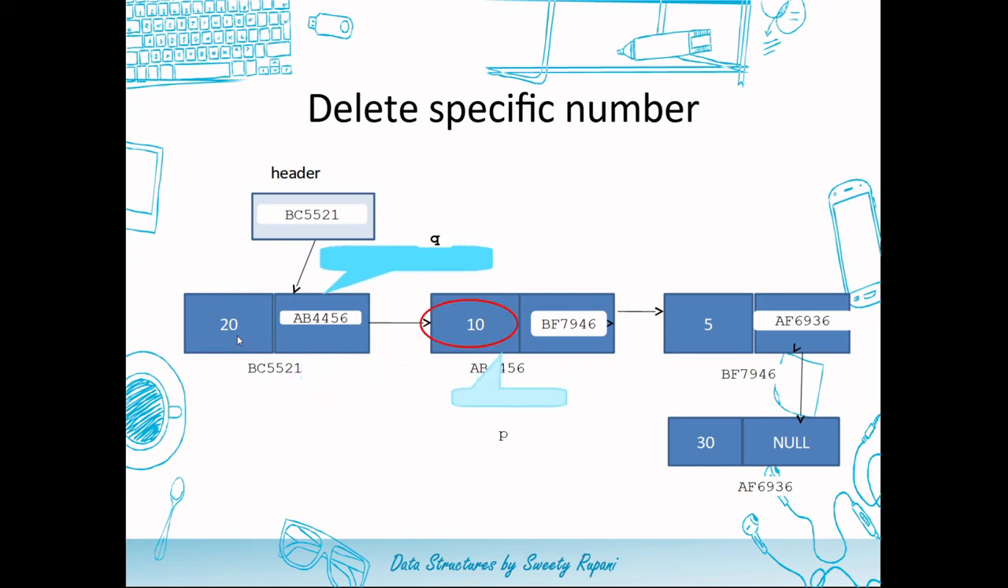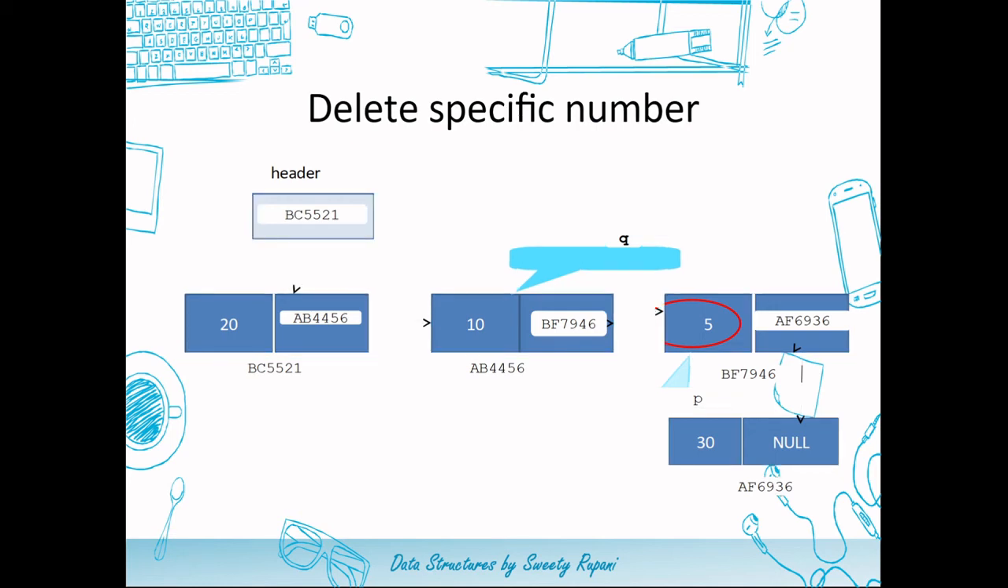It will just continue pointing to the next node. Every time P moves ahead by one position, Q will also move ahead, except in the first case because P and Q were pointing to the same node. Again, it is not matching my desired data value, so P and Q will be incremented to point to the next node. Now I found the data value matching my value to be deleted.